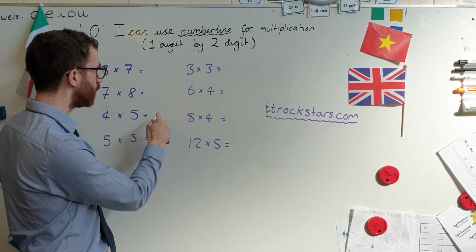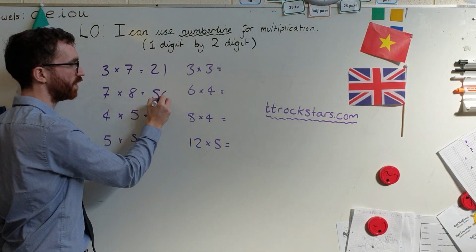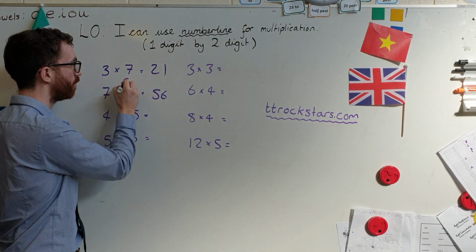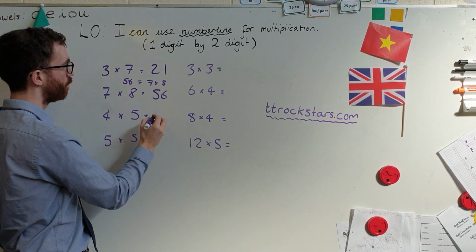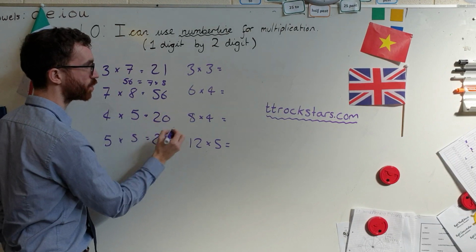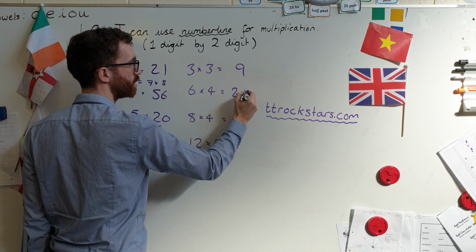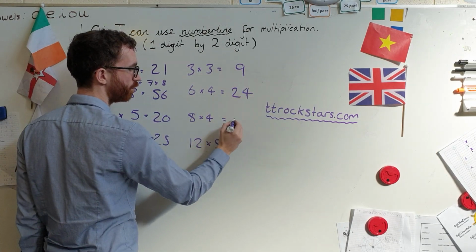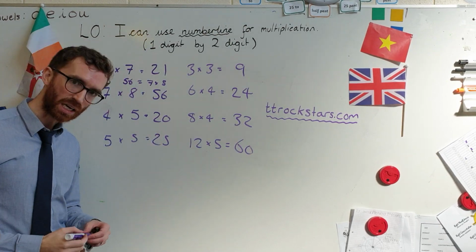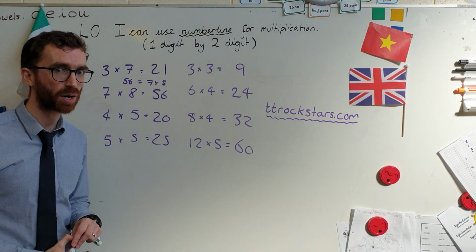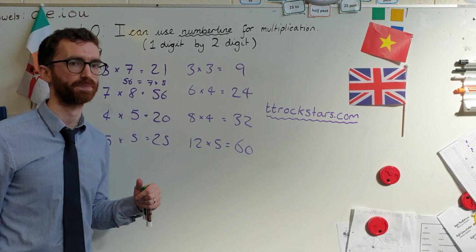Okay. Let's have a look at the answers to these. 3 times 7 is 21, 7 times 8 is 56. Really easy to remember that one. 56 equals 7 times 8. 5, 6, 7, 8. 4 times 5 is 20. 5 times 5 is 25. 3 times 3 is 9. 6 times 4 is 24. 8 times 4 is 32. And 12 times 5 is 60. Now, if you didn't get those right, or if you really struggled with that, again, I would repeat, stop the video now, go and learn them, and then come back to this video later.